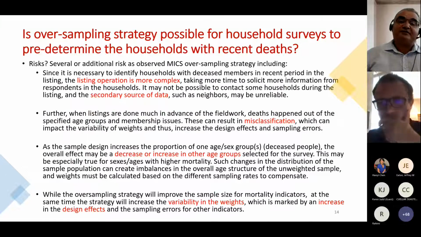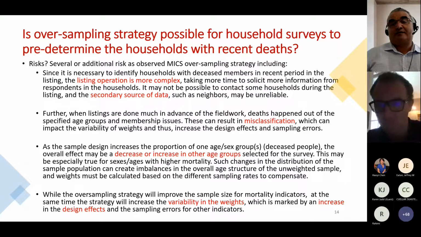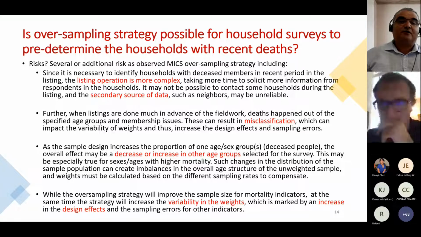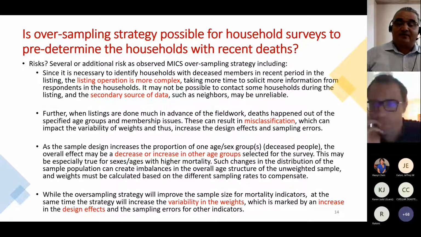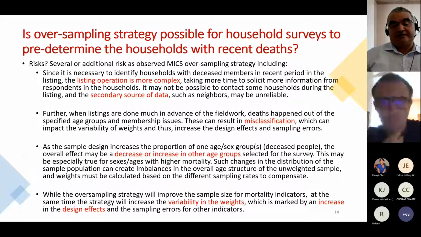Of course, I have to say that there are several risks, and we need to examine this or maybe run an experiment, or maybe there are already some examples, which I don't know. But it makes the listing operation very complex. And in most cases, you may need to collect the data from secondary sources, such as neighbors or other proxies, which may be unreliable. There might be misclassifications because of the deaths: is that really a member, age issues, and others, which increase the design effects. And of course, this will also break the general balance in the population, which you need to readjust by calculating some complex weights. And this variability in the weights also affects the design effects.